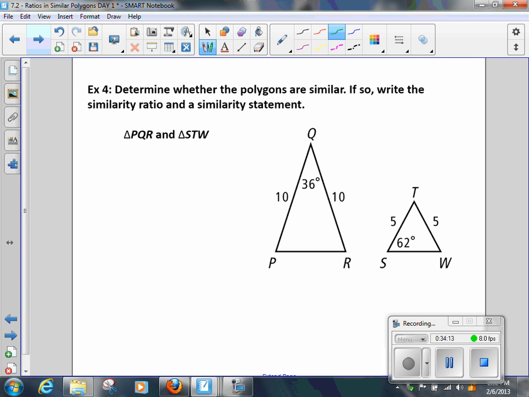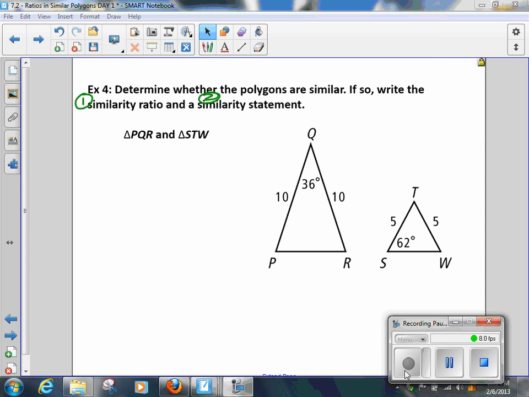Let's move on. It says determine whether these polygons are similar. If so, write the similarity ratio and the similarity statement, folks. I need for you to determine whether all of the corresponding sides are congruent and all of the corresponding sides are what? Proportional. Very good. You do that one yourselves. I'm going to give you about... All right, you should have an answer for me.